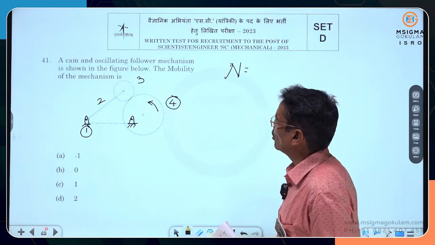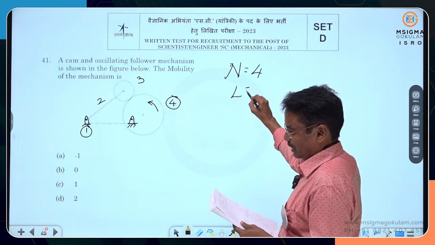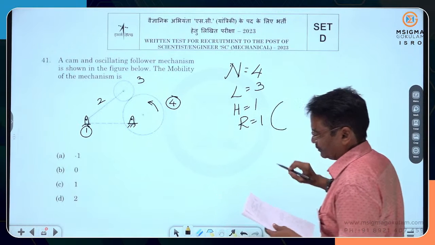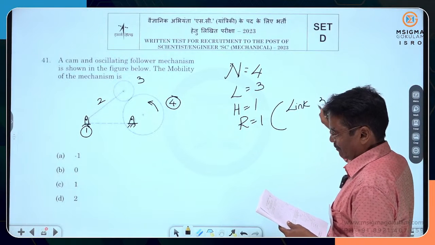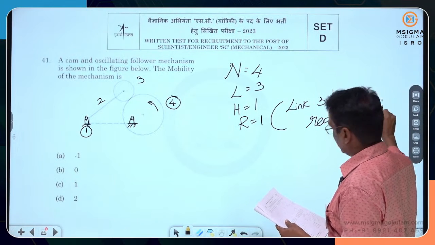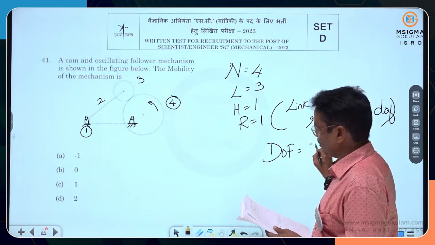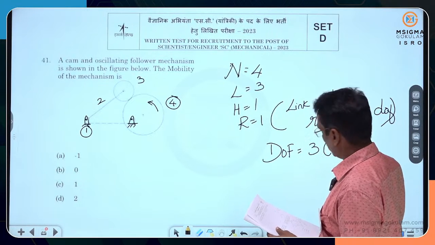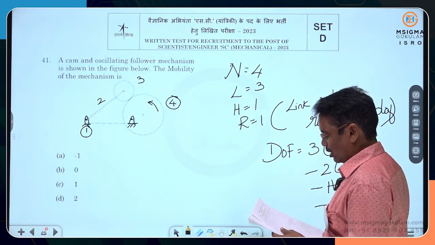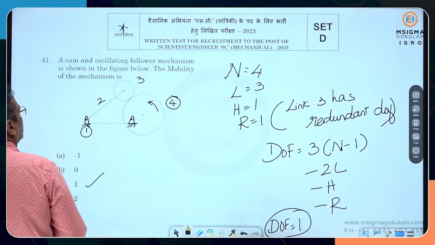A cam and oscillating follower mechanism is shown in the figure below. The mobility of the mechanism, N is 4, L is 3, H is 1, R is 1. Link 3 has redundant degrees of freedom. Therefore, degrees of freedom is equal to 3 into N minus 1 minus 2L minus H minus R. That therefore degrees of freedom will be 1. Answer is 1.